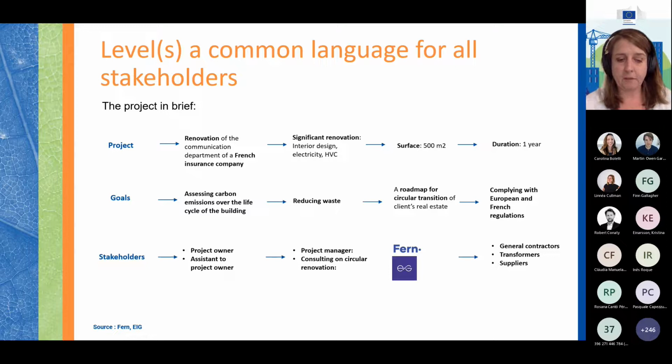And the last thing that, if I can say, motivated the client to use Level(s) is that, as a French insurance company, they need to implement a circular renovation strategy and to be able to assess and reduce environmental impact over the entire life cycle of the building in order to comply with the taxonomy and the SFDR regulations, which are clearly important things to manage as an insurance company.